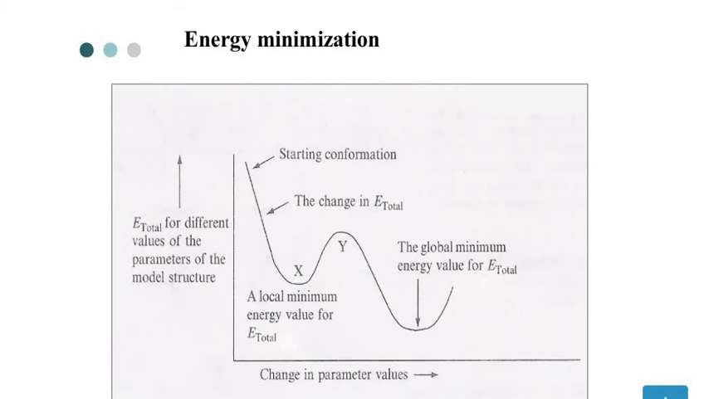So look at here in this pictorial representation: E total for different values of parameters of the model structure. So you have a change in parameter. First the starting conformation, then the change in total energy, then the local minima energy value for E total, and then the global minima energy value for E total. So you have two minimum energies here, a local minima and a global minima. Global minima is more stable than local minima.